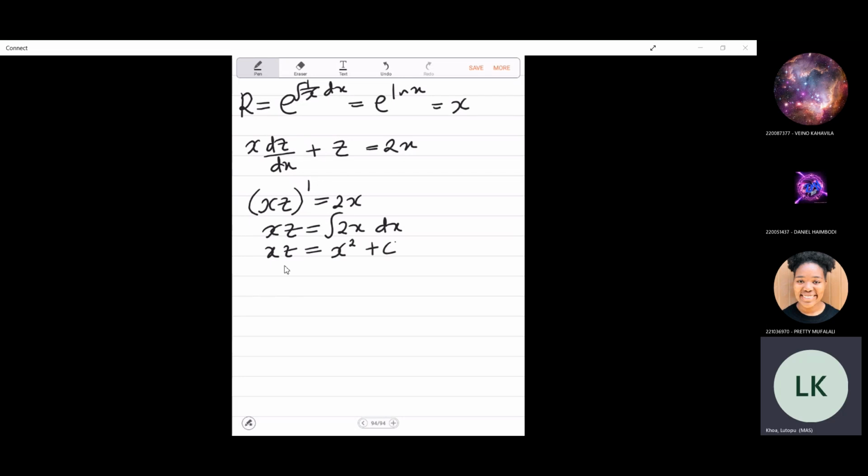And then remember, there was no z in the question, so we have to write z in terms of y. So we have x y squared is equal to x squared plus c. Okay, so that is our solution. So again, Bernoulli's equations are not linear to begin with, but by making a substitution, you can rewrite it so that it does become linear.